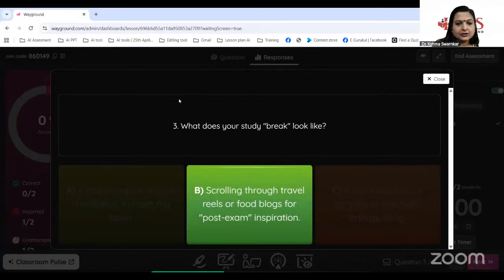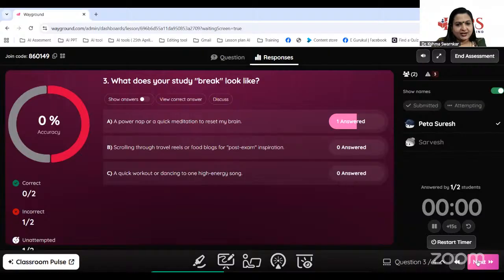Now, third one: what does your study break look like? Scrolling through a food, travel reel or food blog post for post-exam inspiration. Oh wow, that's the actual one. Yes, we need it. Now coming to the next question.